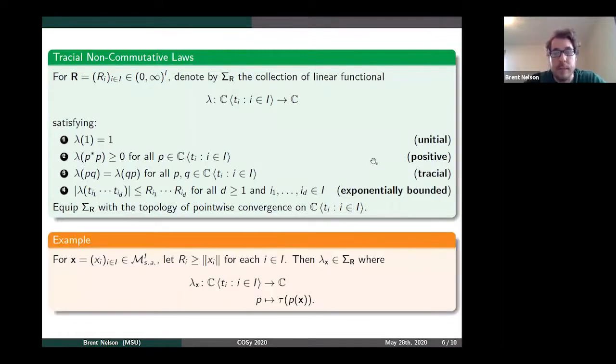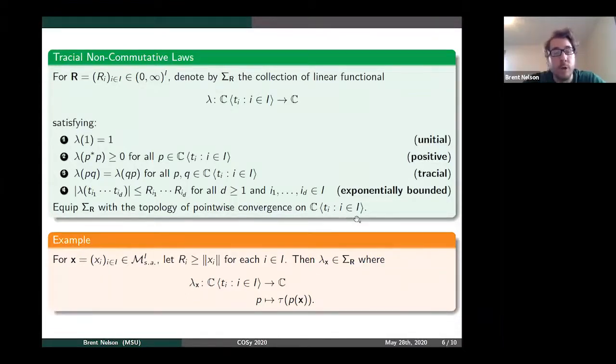So an easy example of this is, well, take any tuple of self-adjoint operators in M, then choose the R's to each be bigger than the operator norm of the xi's. Then their joint law, lambda x, which is the linear functional defined in this way down here, will be an element of this sigma r. And this exponentially bounded condition comes from precisely the fact that you have these operator norm bounds. That's all that's really being encoded in there.